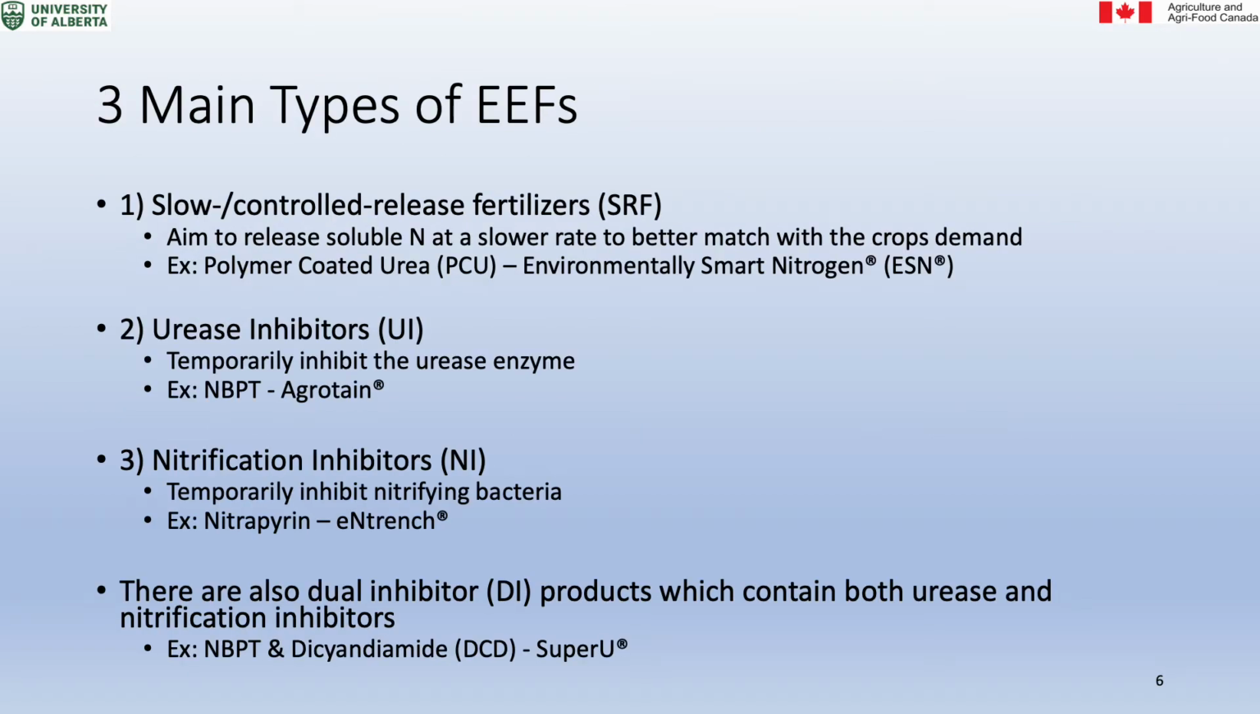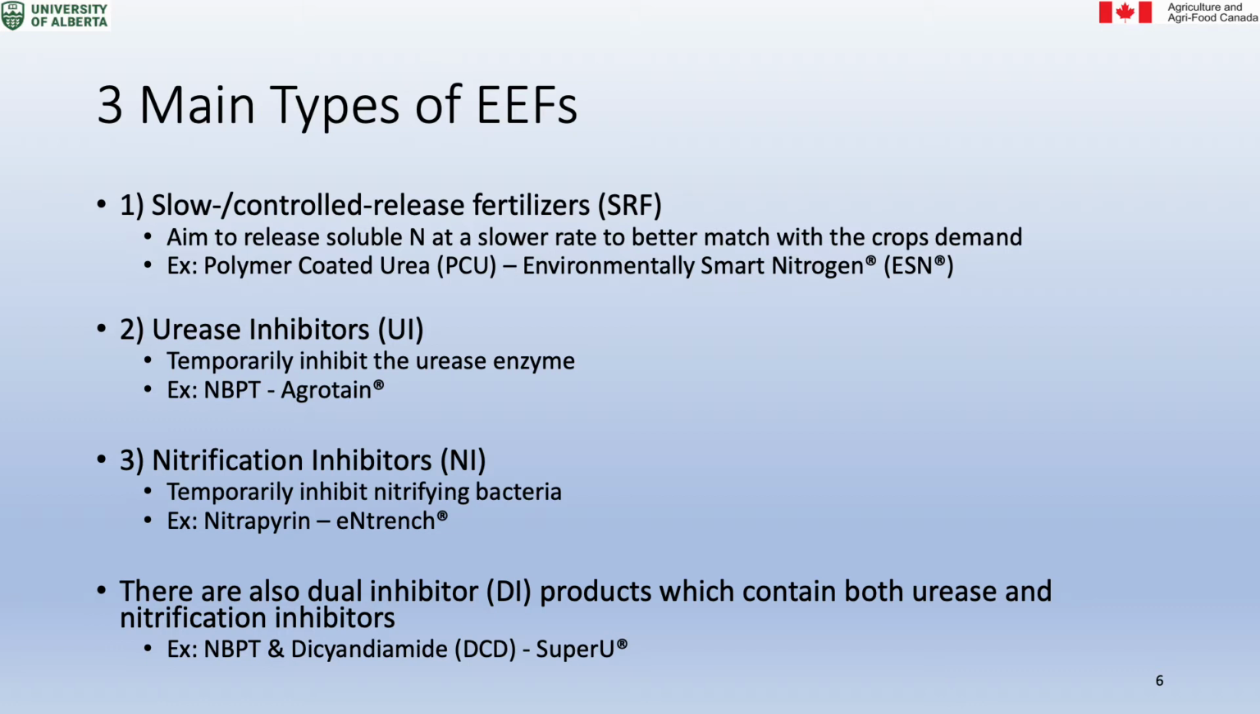There are three main types of enhanced efficiency fertilizers when we're talking about nitrogen. The first being slow or controlled release fertilizers, SRFs, and these fertilizers aim to release soluble nitrogen at a slower rate to better match the crop's demand. An example of this seen in Western Canada is polymer-coated urea or environmentally smart nitrogen, ESN.